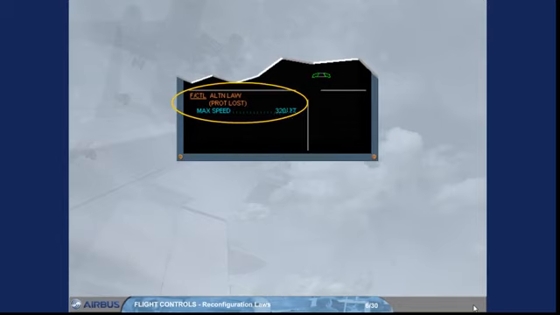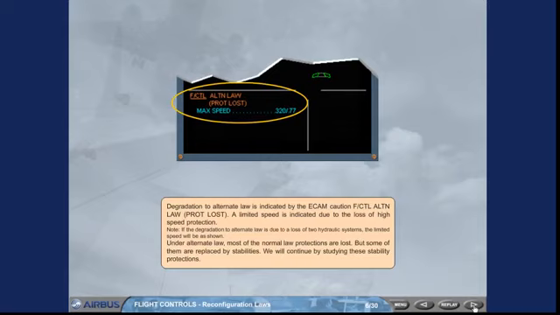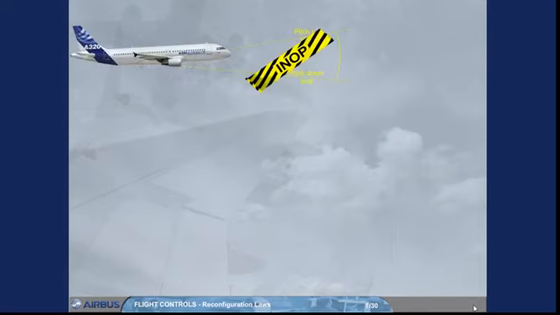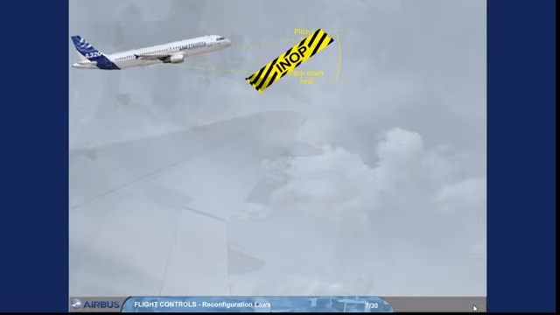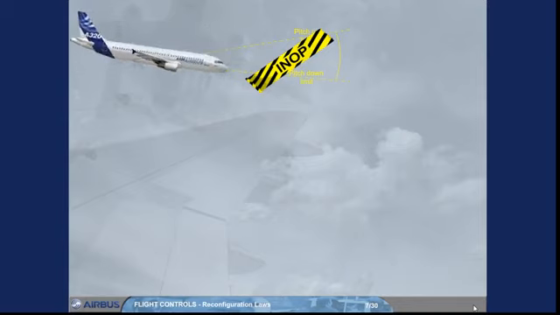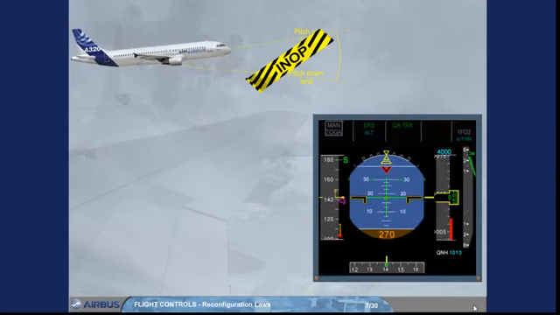Under alternate law, most of the normal law protections are lost, but some of them are replaced by stabilities. We will continue by studying these stability protections. Pitch attitude protection is lost, and the flight control computers will not limit the nose up or nose down pitch attitude. On the PFD, the green dashes, which mark the protection limits in normal law, are replaced by amber crosses.